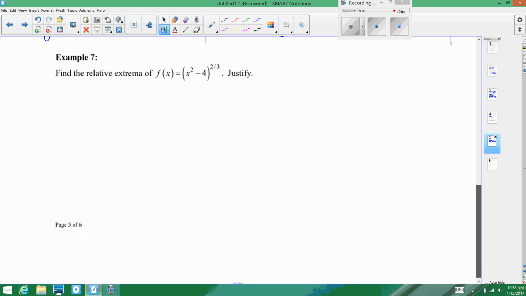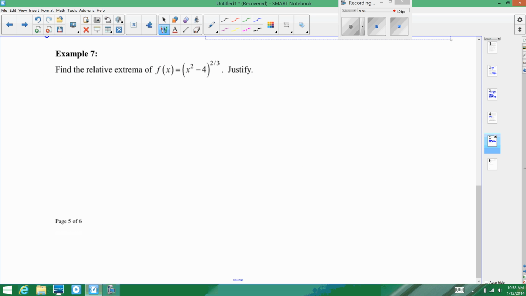So we have example 7 now. Find the relative extrema of this function and justify. We're getting pretty good at derivatives, so we'll just go for that. So we get 2/3 times x squared minus 4. Subtract 1 from the power. And don't forget to multiply by the derivative of the inside. If we make this look a little bit better, we could get on the numerator 4x, and in the denominator we'll get 3, and we can just write it as cube root of x squared minus 4.